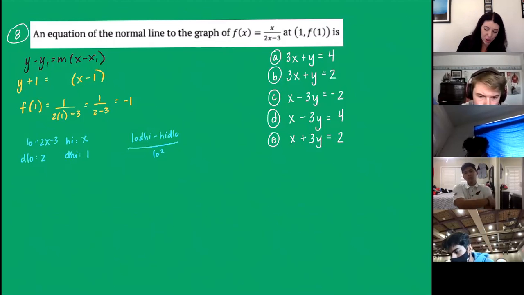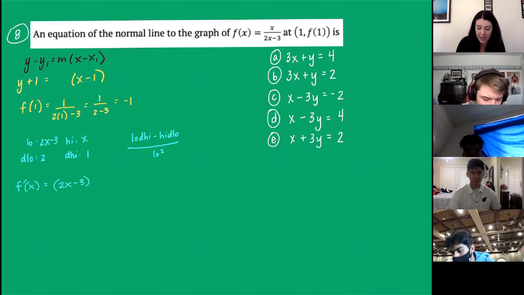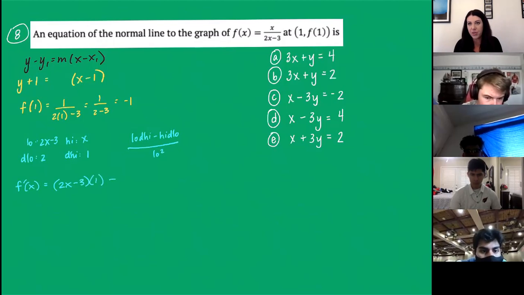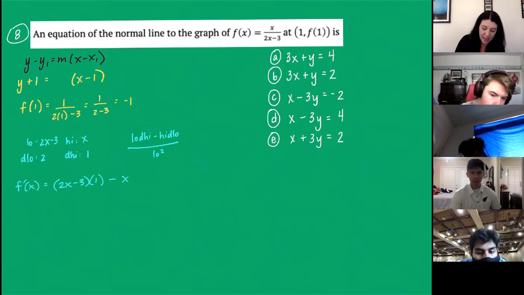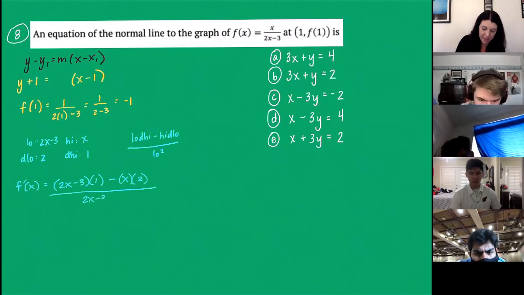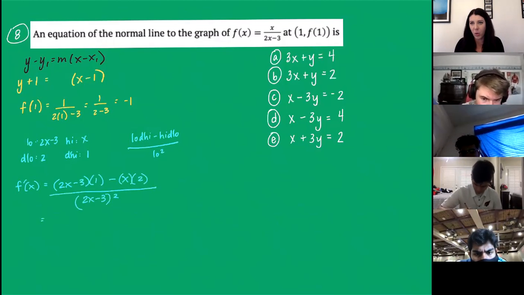So we should have 2x minus 3. I'm going to label this as f prime of x is equal to 2x minus 3 in parentheses times d high. D high is just 1, but I'll show it. You don't need to, it's fine if you don't. And then minus high, which is x, times d low, which is 2, over low squared, which is 2x minus 3 quantity squared. It's really easy to forget the squared there for some reason, so just be careful with that.